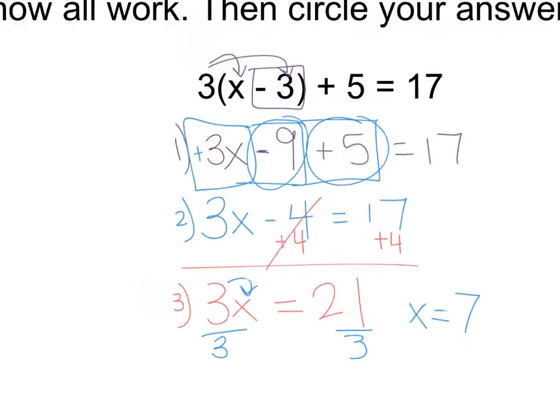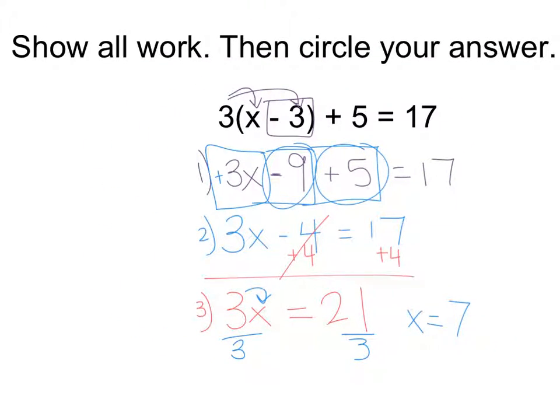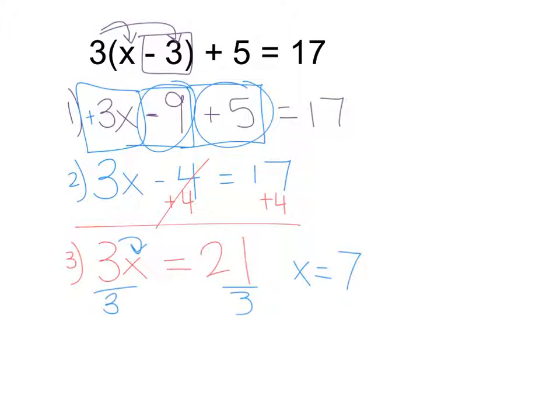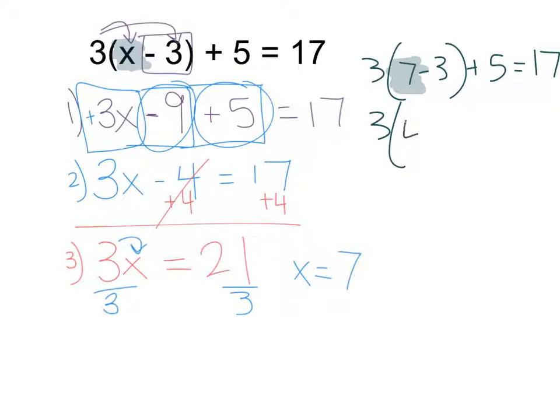Now, the final thing I want to do is check to see, does 7 make the equation true? And if it does, then I know that I'm right. So we have 3 times 7 minus 3 plus 5 equals 17. Right here, I've inserted the 7 into the x spot of the equation, and now I'm going to make sure it works. 7 minus 3 is 4, so that gives me 12, plus 5 equals 17. Check. That is the solution to my equation.